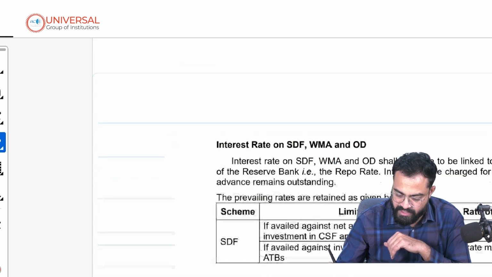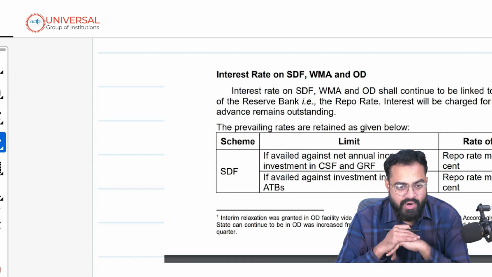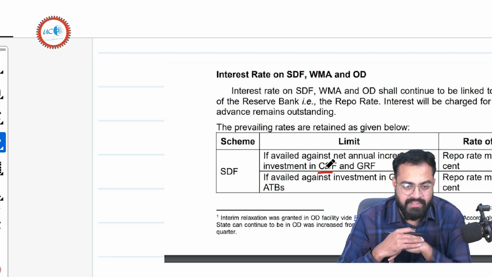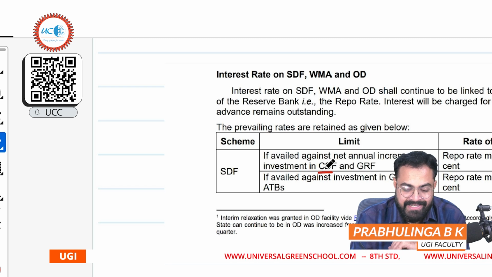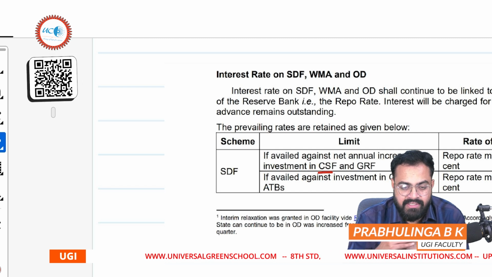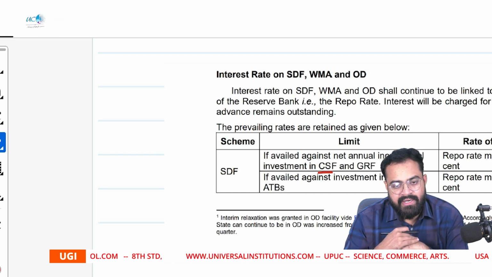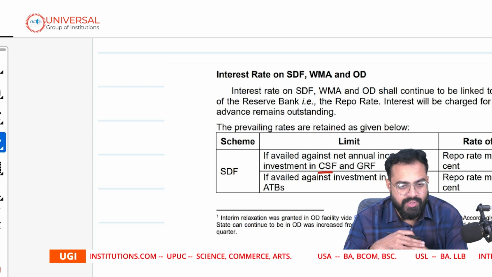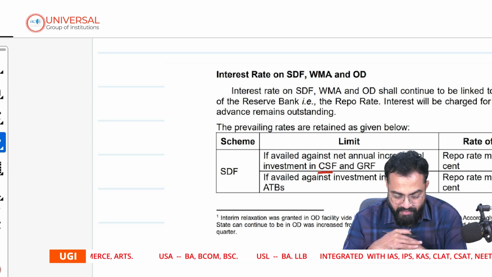Let's look at it now. For example, under the special drawing facility, if it is availed against two important funds, that is the Consolidated Sinking Fund and the Guaranteed Redemption Fund, the interest rate will be repo rate minus 2%. Why? Because based on the recommendations of the 12th Finance Commission, each state is supposed to maintain these two important funds, that is the CSF and the GRF, the Guaranteed Redemption Fund.